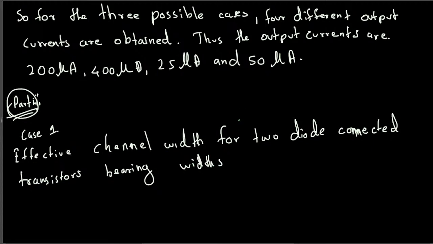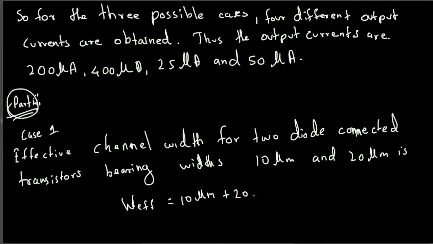There are three different widths: 10 micrometer, 20 micrometer, and 40 micrometer. So they have to combine. We have to combine them in three different ways. First, we can combine them as 10 micrometer and 20 micrometer. If I combine these two, then W efficient becomes 10 micrometer plus 20 micrometer, which is equal to 30 micrometer, and that's going to be the width one. Whatever the width we are using for the reference current is going to be the W efficient.